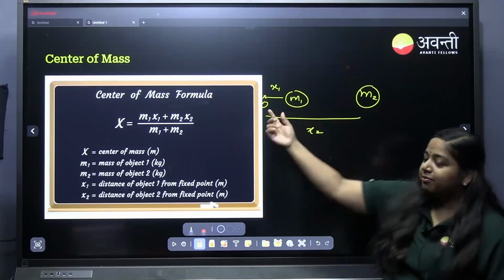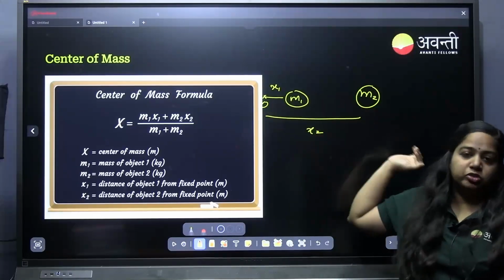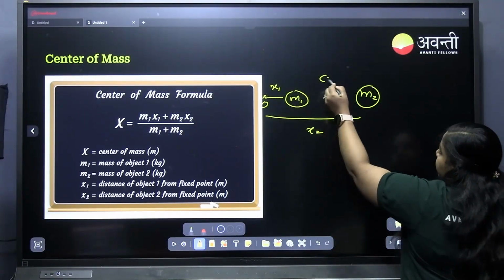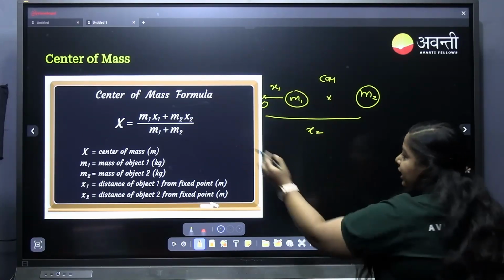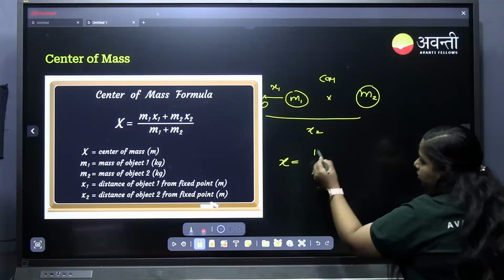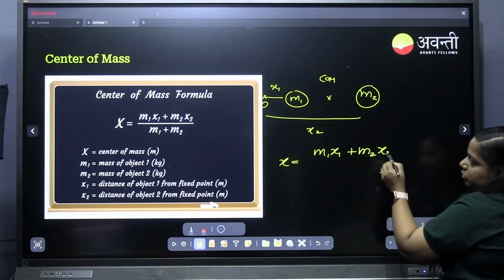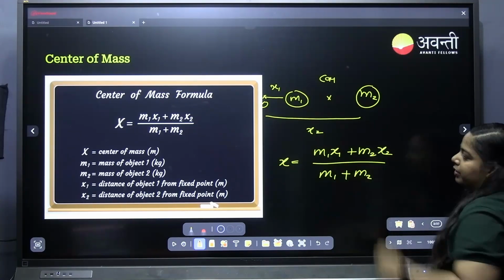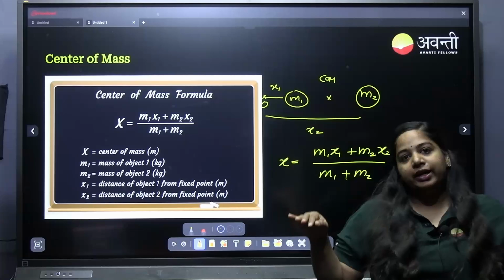Okay, so mass M1 is at x1 distance from origin, mass M2 is at x2 distance from the origin. Then somewhere in between there will be center of mass, okay, at x distance. To find that, the formula is x equal to m1 x1 plus m2 x2 divided by m1 plus m2. This is if the objects are lined up in one dimension.